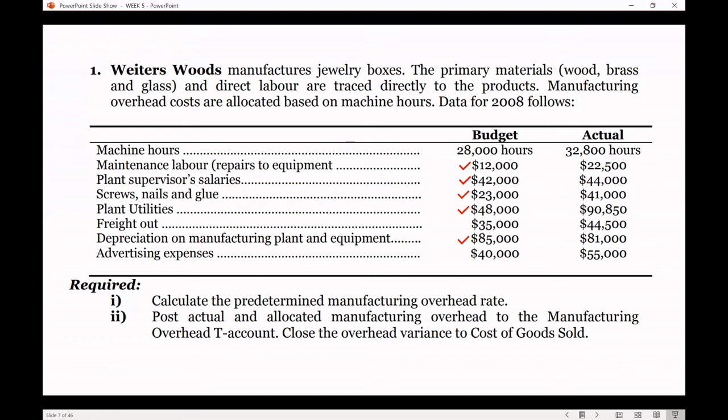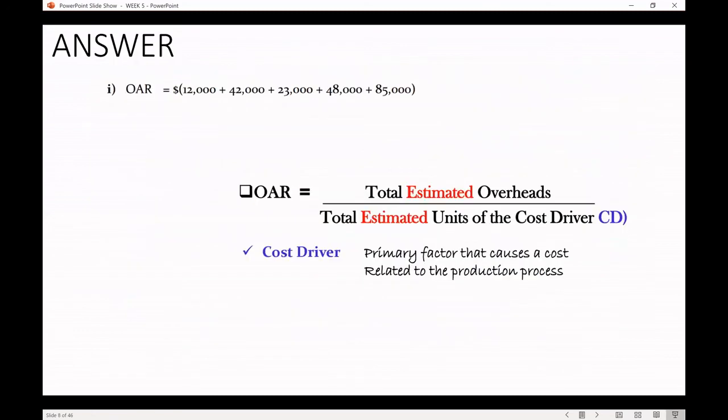And the last one, advertising expenses. Are those manufacturing overhead costs? No. So the costs that we're using to tabulate our estimated manufacturing overheads are these 5 that are ticked. Those are overhead costs. And our formula says total estimated overheads, right? So we add all of those, the 12,000, 42,000, 23,000, 48,000, and 85,000. We're dividing by our total estimated units of the cost driver, which is 28,000 machine hours.